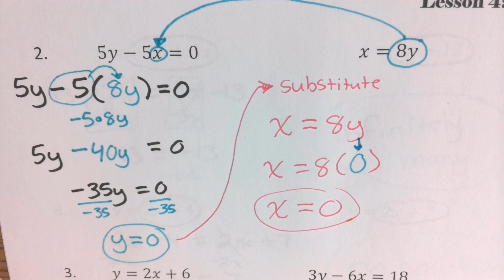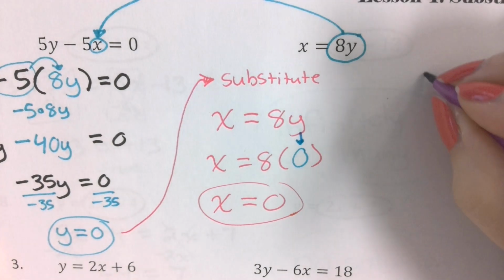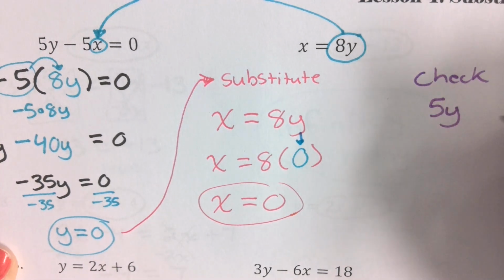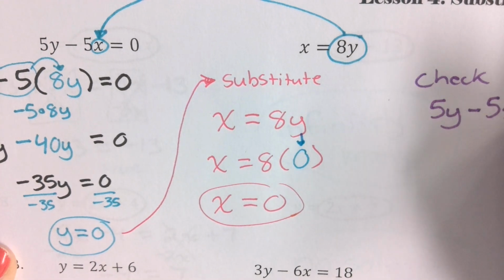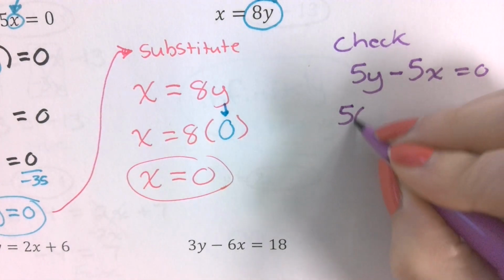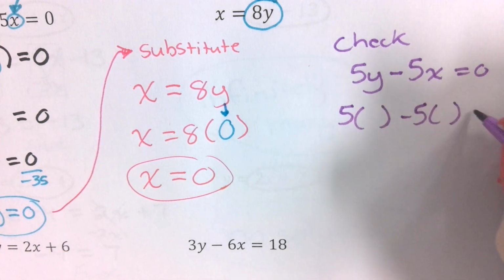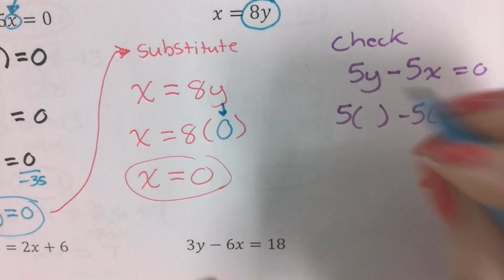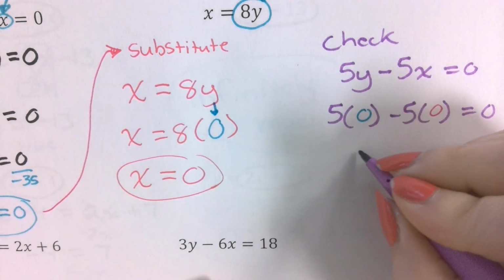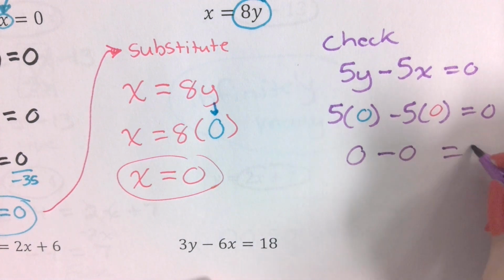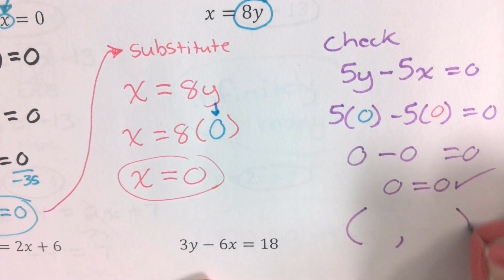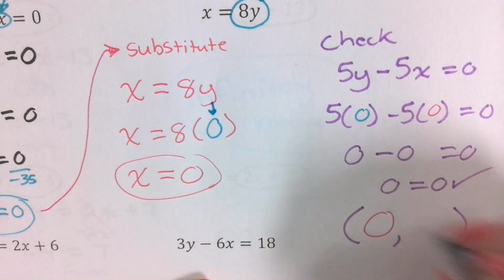And now I just need to check. So we're going to take 5y minus 5x is equal to 0, and we're going to plug all those zeros in. Okay, replacing the y with a 0. Replacing the x with a 0. What's 5 times 0? 0. And 0 minus 0 is 0. So then there's our solution. Our solution is 0, 0. Very easy.